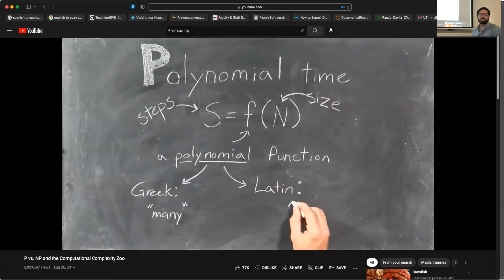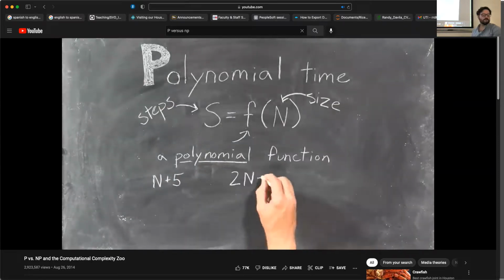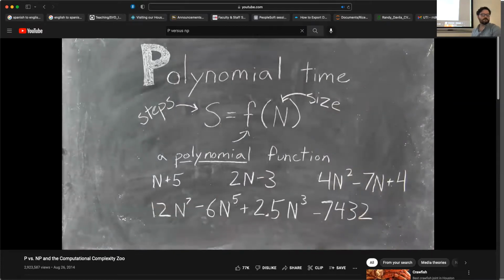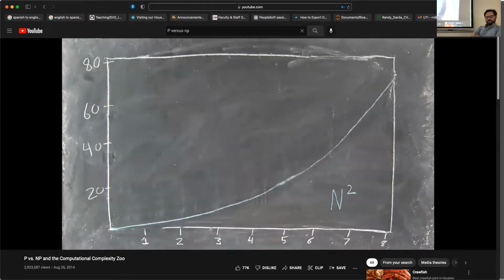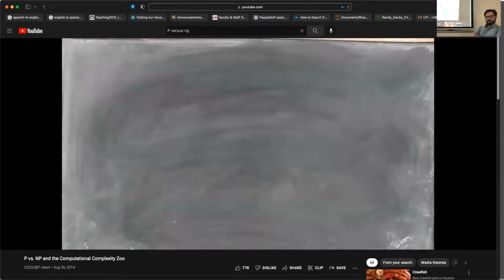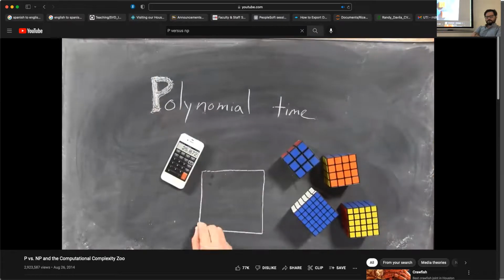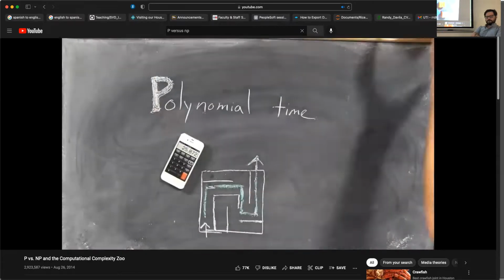Polynomial is a mishmash of Greek and Latin meaning many names, which is, regrettably, a pretty typical example of math's flair for unhelpful terminology. Anyway, polynomials are functions involving n or n squared or n to other powers, like these. But importantly, they're not exponential functions, like 2 to the power of n, which gets to be a ton of steps really fast as n goes up, a lot quicker than n to the power of 2. So that's P. It's problems like mazes and multiplication, where the number of steps required isn't that bad compared to the size of the problem.